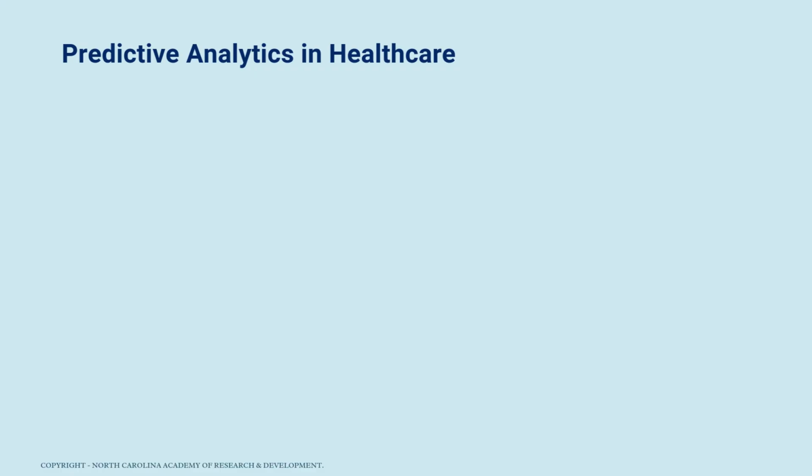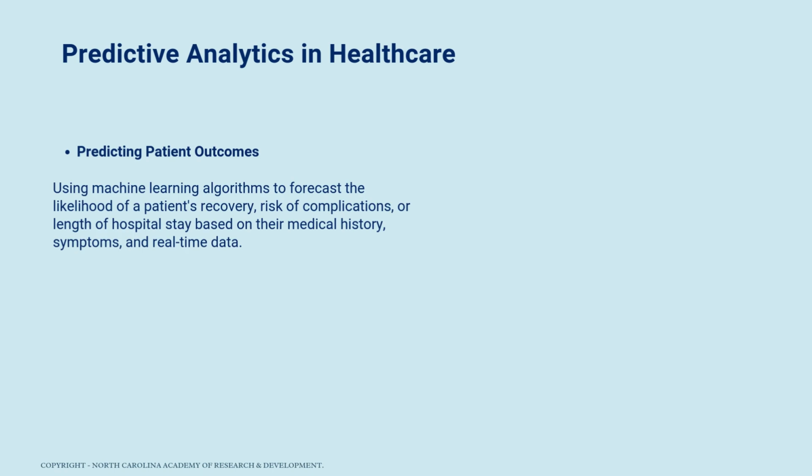Imagine being able to see the road ahead in your patient's health journey. That's the power of predictive analytics in healthcare. With machine learning, we can now forecast patient outcomes more accurately than ever. Whether it's the likelihood of recovery, risk of complications, or even estimating hospital stay durations, AI uses historical and real-time data to help you plan with precision.